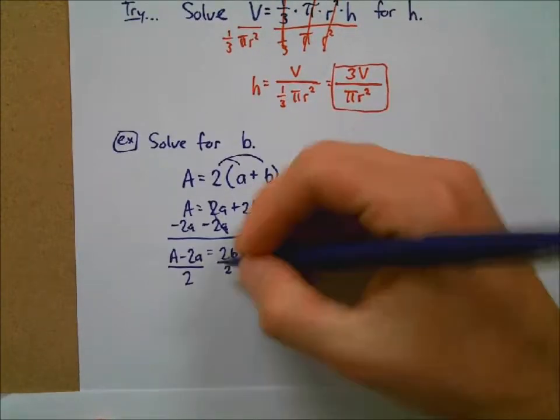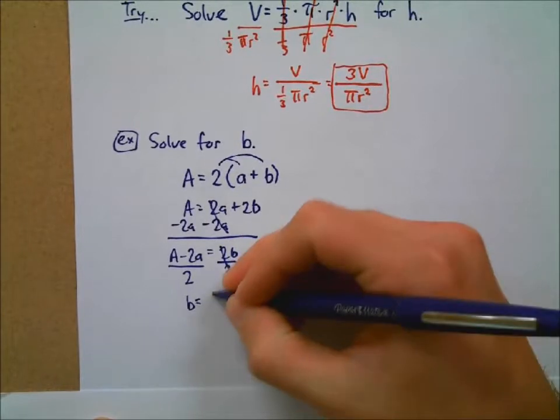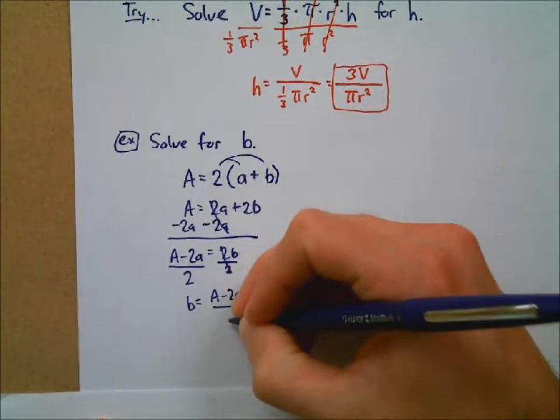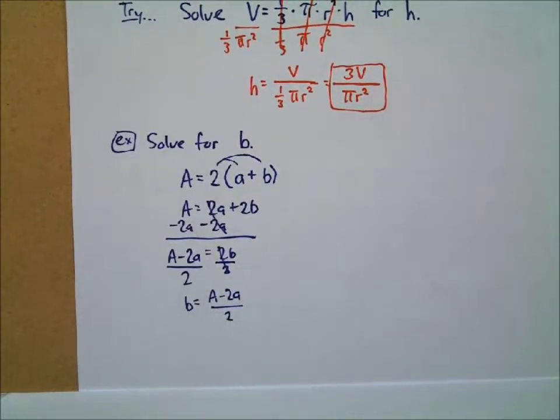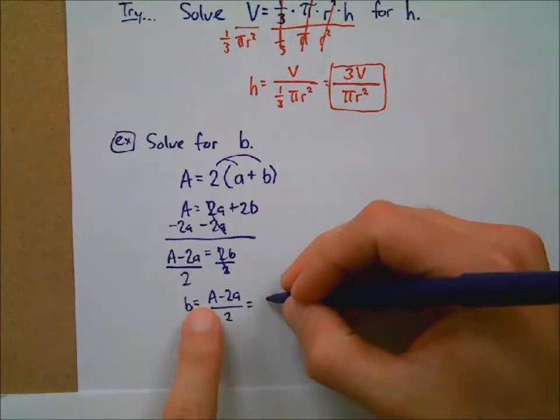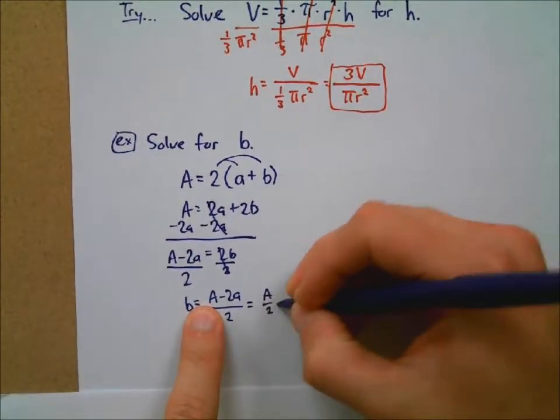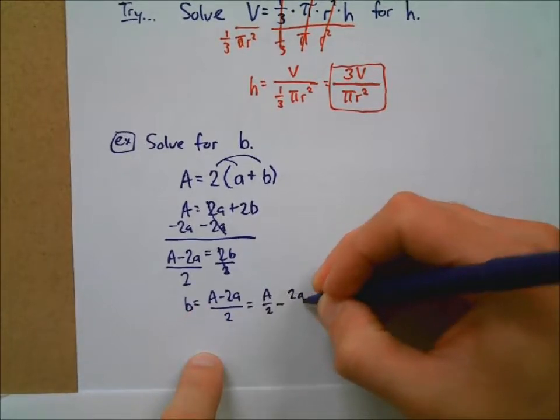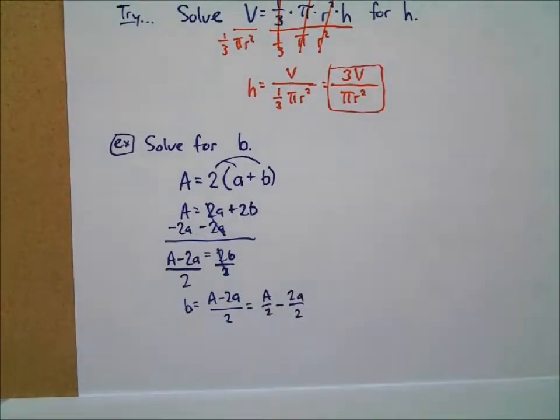Okay, so here's one way that it could be done. You could say, aha, we're done. B, solved. That's it. But we can break up this fraction and make it A over 2 minus 2A over 2. You see how we broke it up? A over that denominator minus 2A over that denominator.